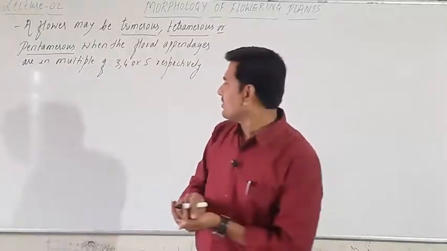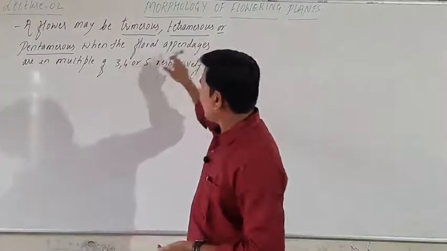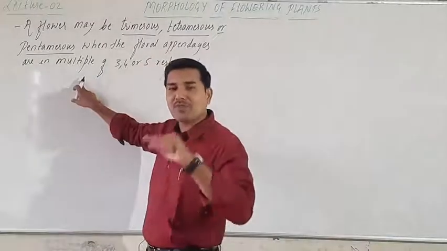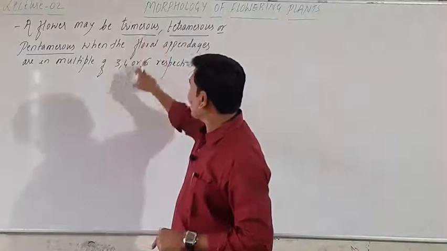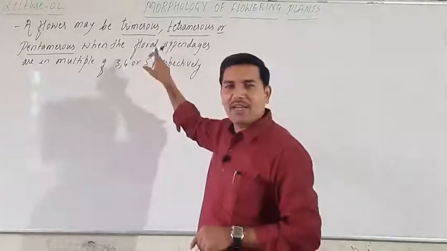Or look at this. Okay, when the floral appendages are in multiples, they might be in multiples of 3 trimerous, 4 tetramerous, 5 pentamerous.